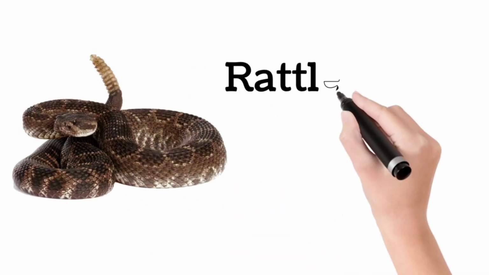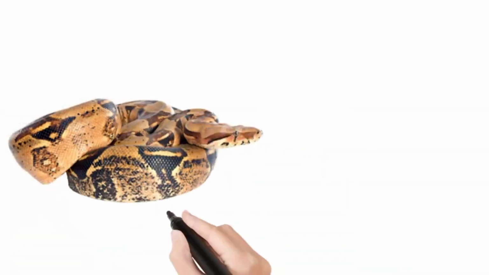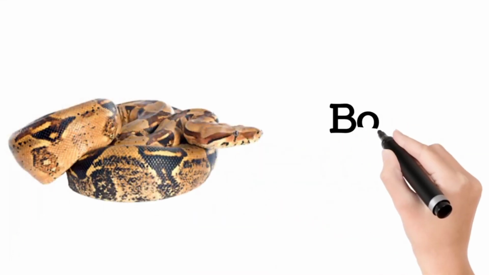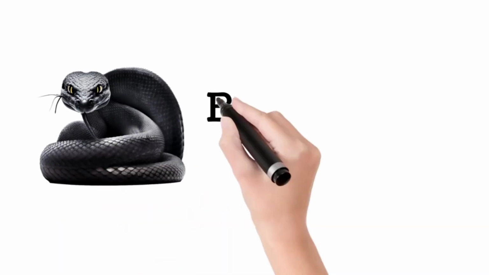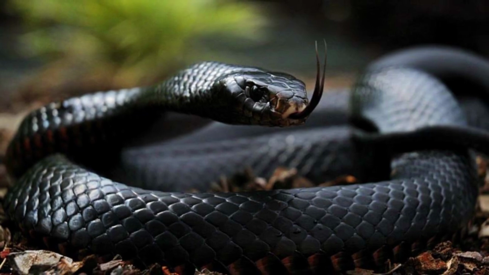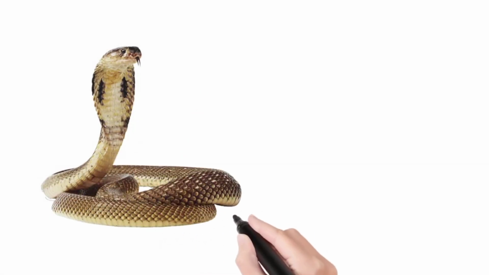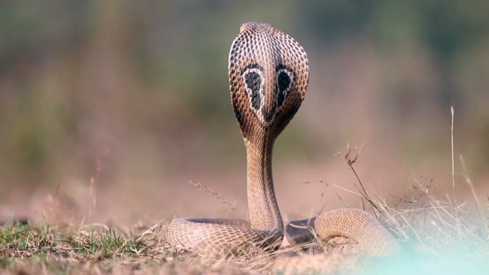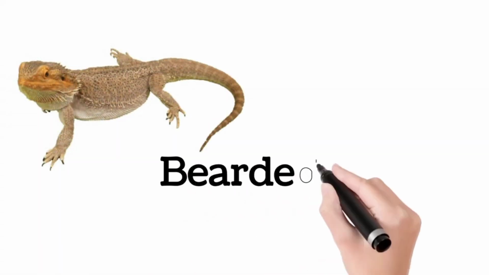This is rattlesnake. Rattlesnake. This is boa. Boa. This is black mamba. Black mamba. This is king cobra. King cobra. This is bearded dragon. Bearded dragon.